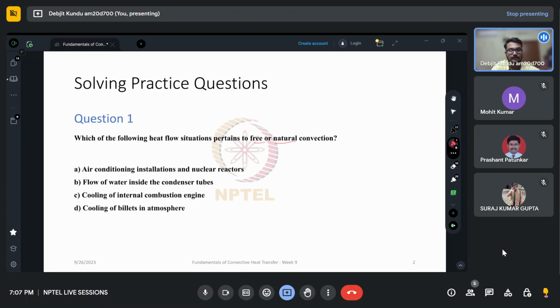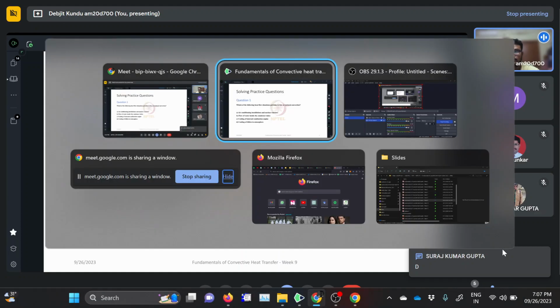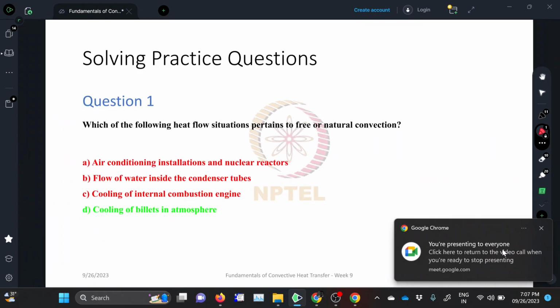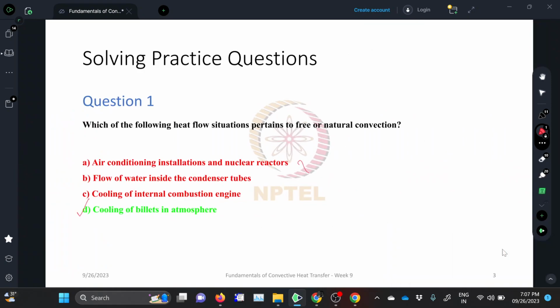Okay, we have one response in favor of option D, saying that it's cooling of billets. Okay, we got one more in favor of option D. Now let's have a look at the correct solution. The correct solution is indeed option D, cooling of billets in the atmosphere. So all these other three are related to forced convection.